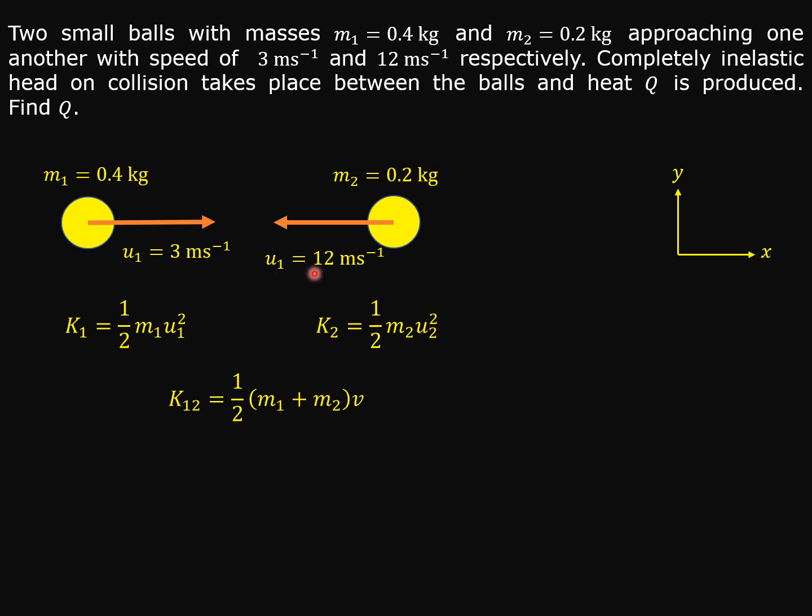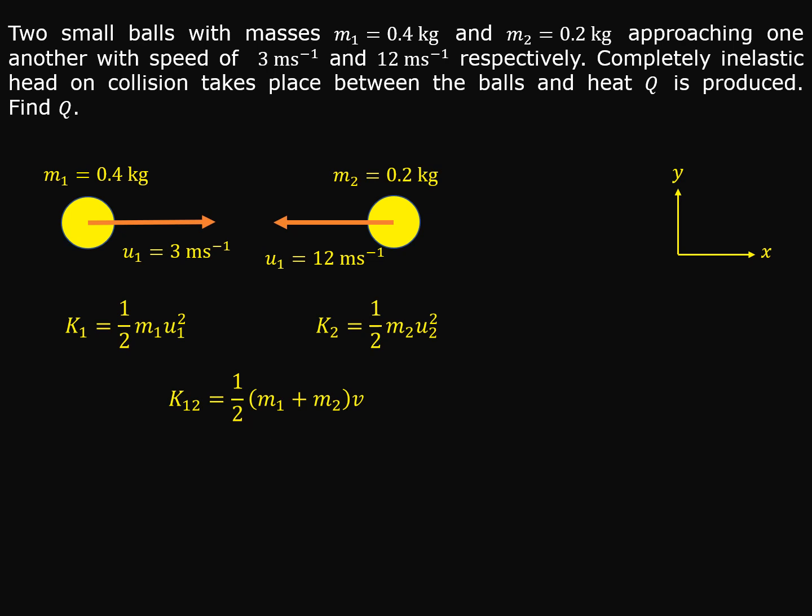After the head-on collision, these two balls will stick together because it is a completely inelastic collision. So the two balls combine after the collision, and if we know their final shared velocity, then we can find the kinetic energy of the two balls after the collision. We denote this as K12, with the final velocity of the system V. Don't forget to add up the masses of the two balls because they have stuck together.